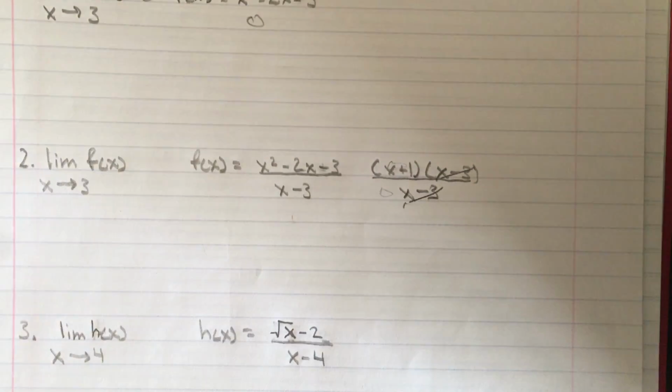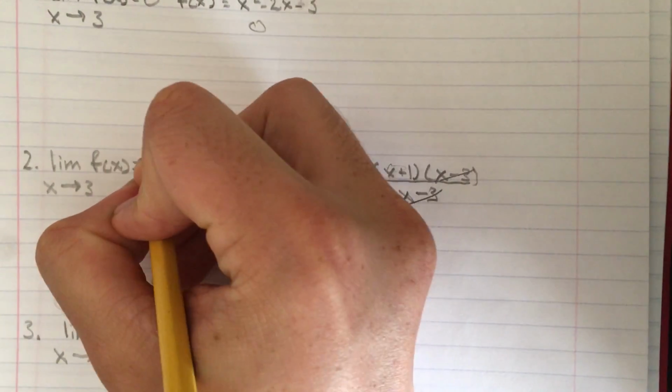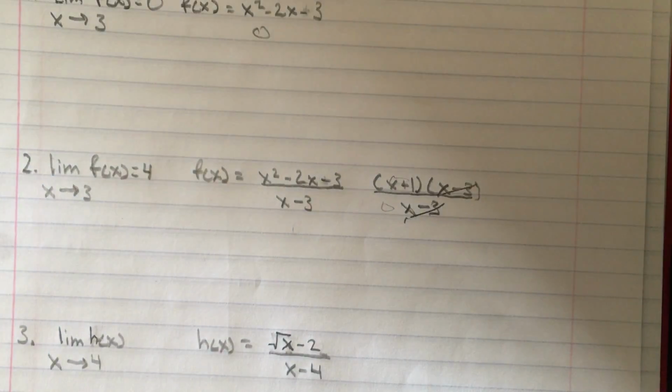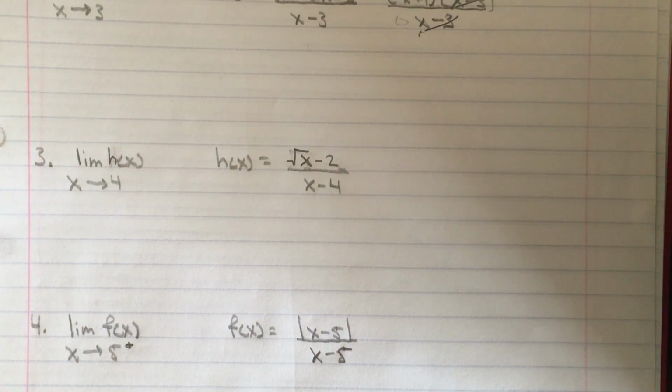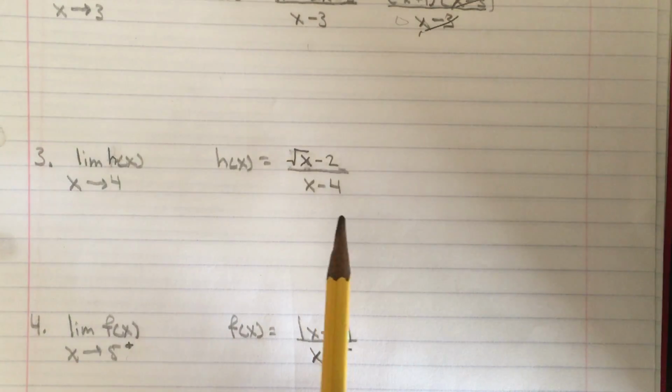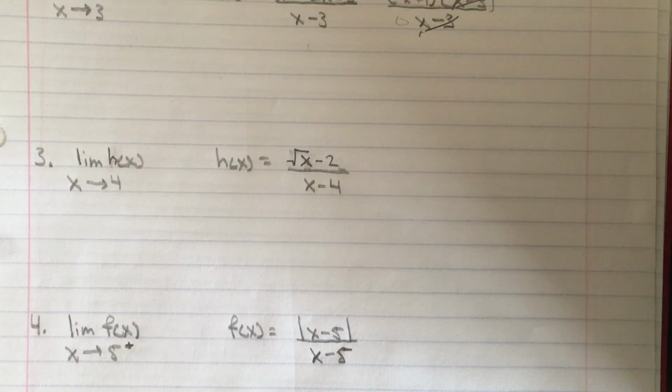When you plug in 3 into that, you get the limit of f of x as x approaches 3 as 4. Now for a third example where we don't have a graph, we have the limit of h of x as x approaches 4, where h of x equals the square root of x minus 2 over x minus 4. Once again, let's plug in 4 to see if we can get the value. We can't because we end up with a 0 in the denominator.